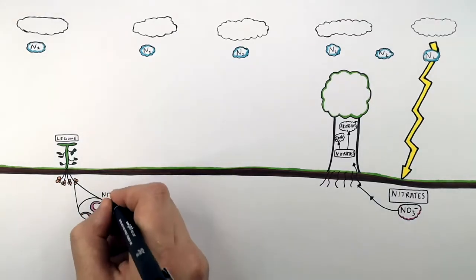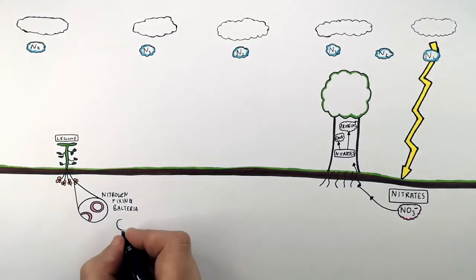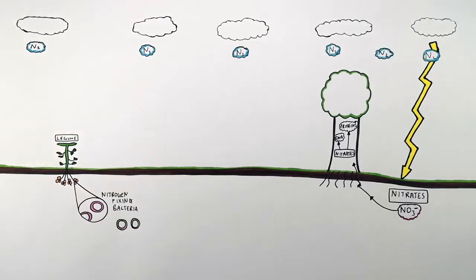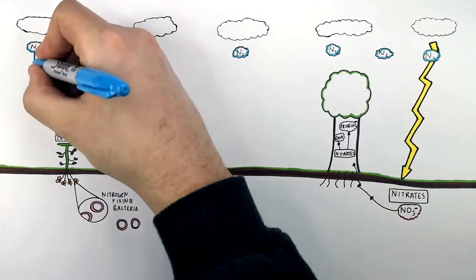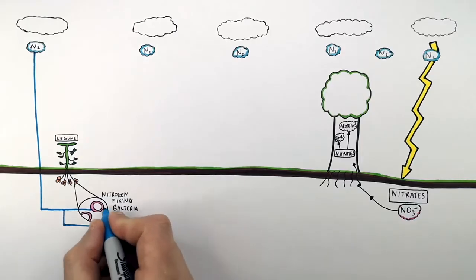These bacteria are called nitrogen-fixing bacteria. Nitrogen-fixing bacteria are not only found in the nodules of plants called legumes, they're also free in the soil, as you can see here. So nitrogen in the atmosphere is used by the nitrogen-fixing bacteria.